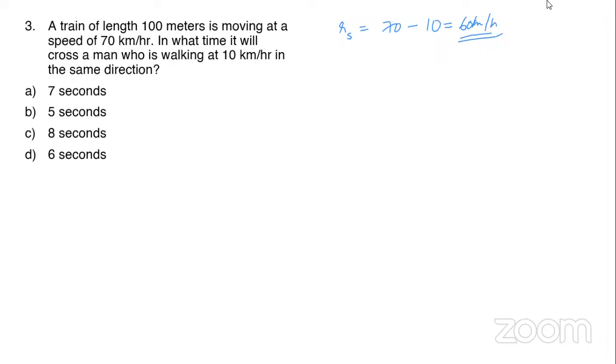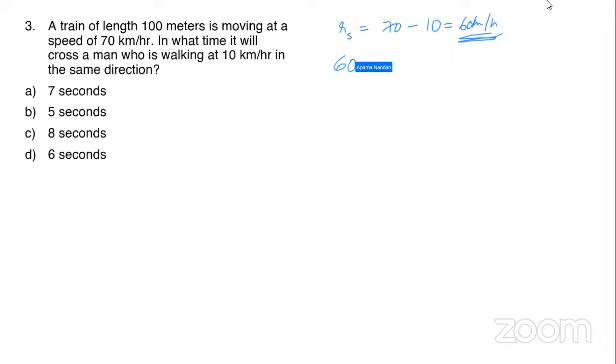The question is, in what time will it cross a man who is walking at 10 kilometer per hour. So what you have to find out here is the time. But the length of the train is in meters, and the speed you have here is in kilometer per hour. So first you have to convert this kilometer per hour to meter per second.